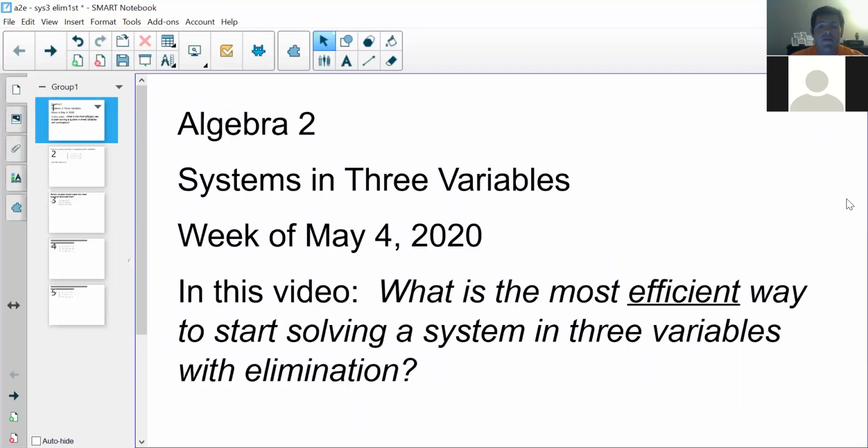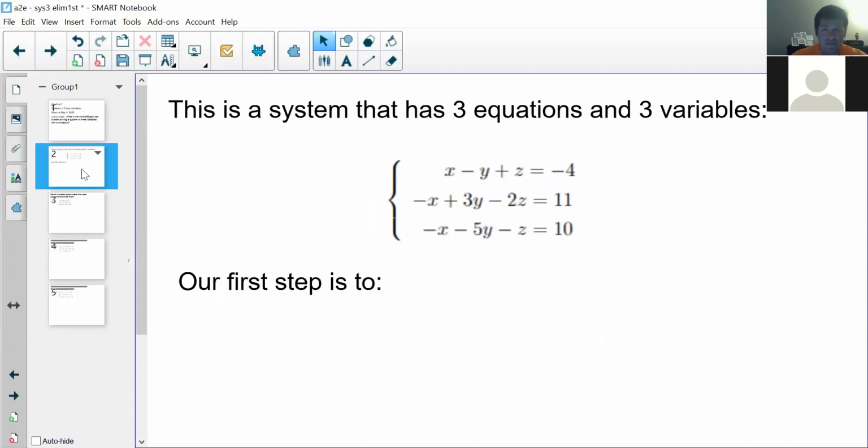So in this specific video, we're going to talk about the beginning of the problem and what would be the most efficient way to start solving a system in three variables with elimination. So just to start us off here, we had a good representation on that YouTube video of how it looks visually. Algebraically speaking, we would see something like this, where we see three equations and three variables. So in this particular video, what we're going to be looking at is how to start this off.